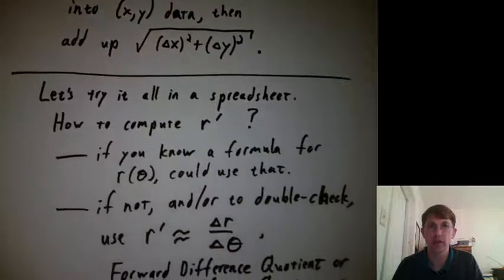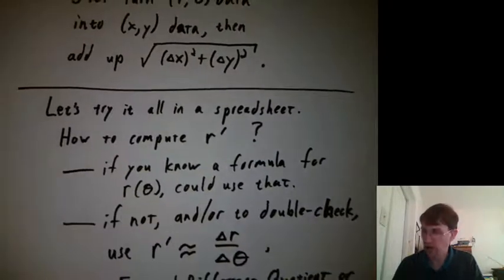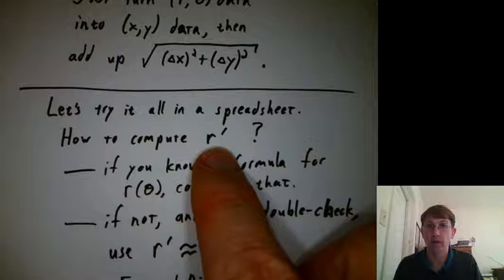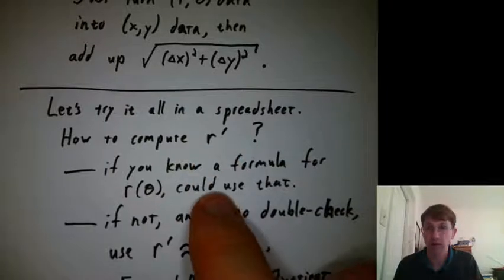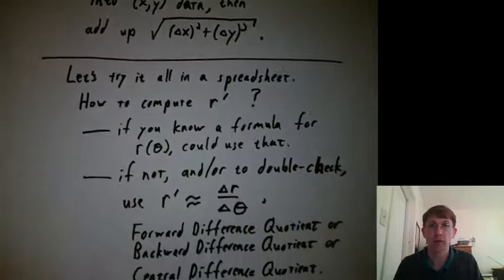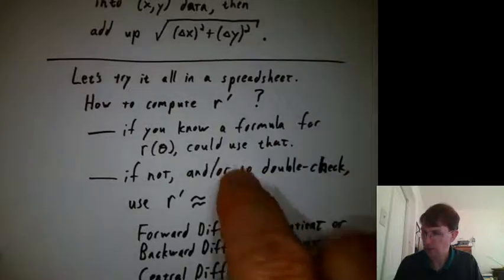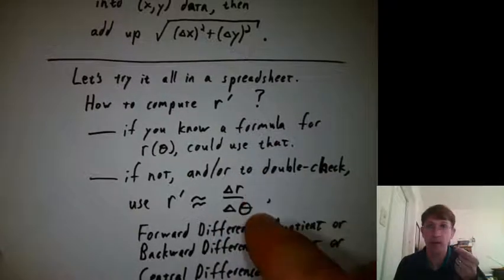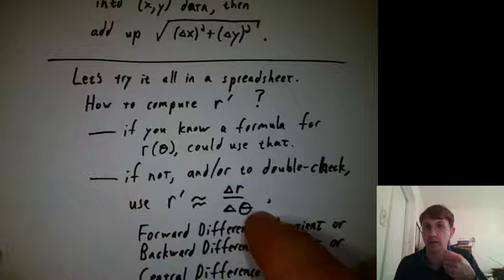If we're using the other view of arc length, we'll need to know r prime. If we know a formula for r, we could just take the ordinary derivative, but if all we have is polar data without a formula, we can approximate r prime by asking how much r changed and how much theta changed, and dividing the two, which is like dy over dx.